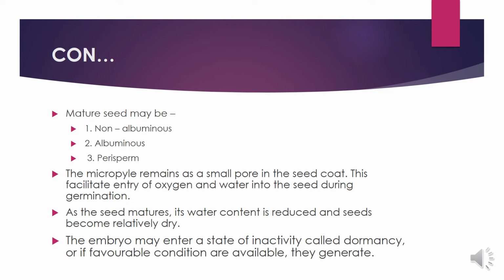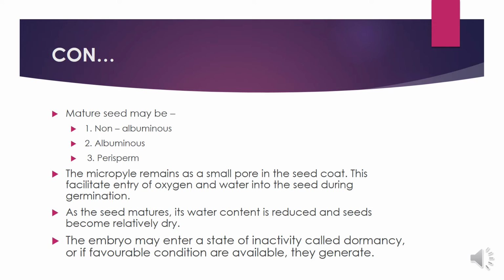Generally, a mature seed may be non-albuminous, albuminous or perispermic. Let's discuss it one by one. Non-albuminous seeds have no residual endosperm, as it is completely consumed during embryo development. Meaning non-albuminous seeds have no residual endosperm. Examples of this type of seed are pea and groundnut.